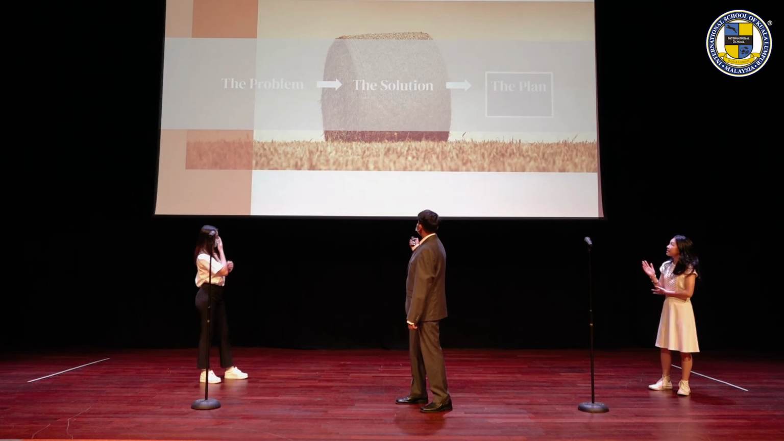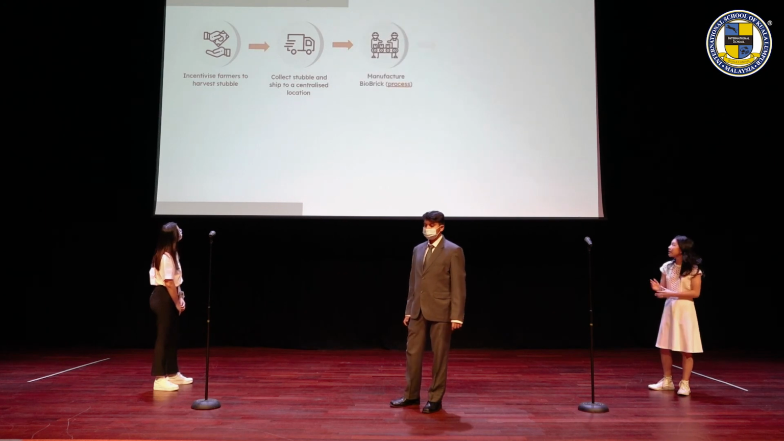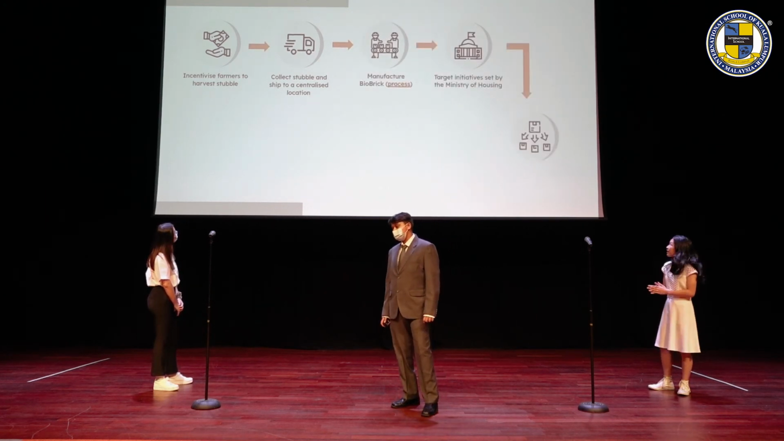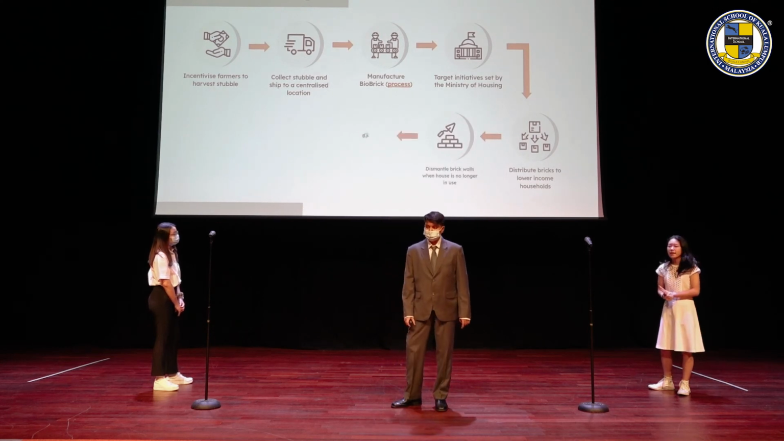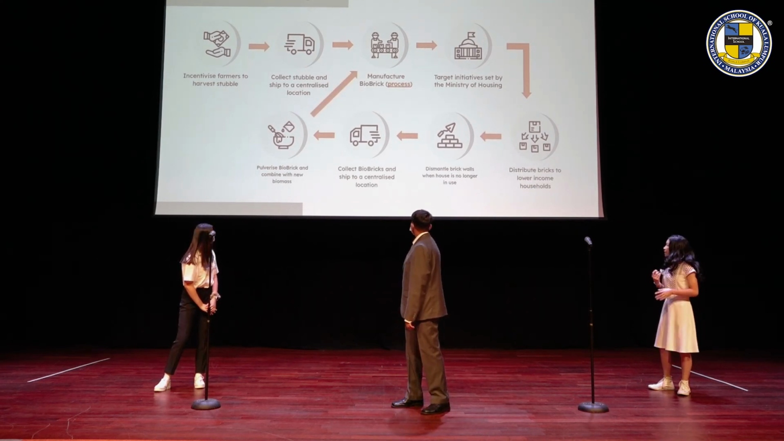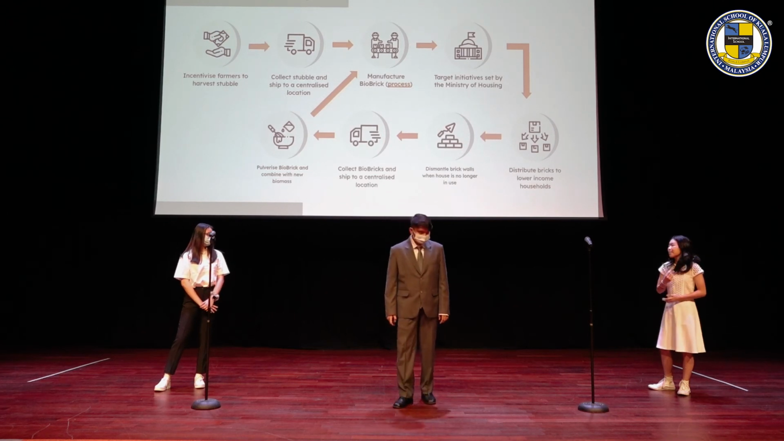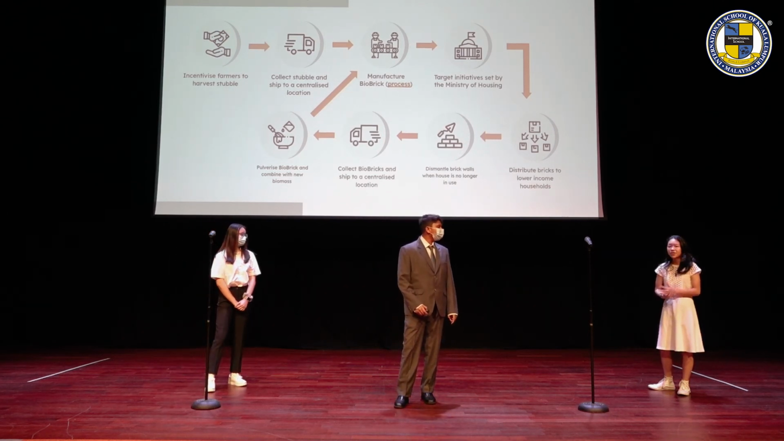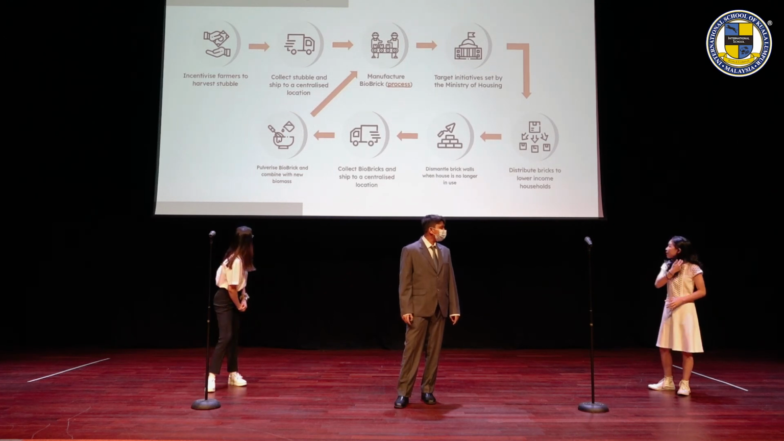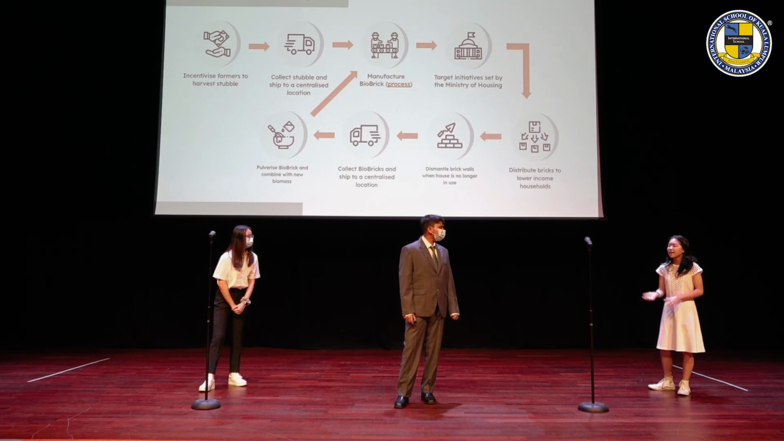So in our circular system, it starts when we incentivize the farmers with money to harvest their stubble, and then we collect their stubble to manufacture it, and then we target initiatives set by the Ministry of Housing and Internal Affairs of India to combat homelessness, and then we distribute the bricks to our target demographic. As per Cambridge's study about biobricks, bricks that are made out of stubble tend to last about 100 years. And so from there, we can dismantle the brick walls after its use, and then we can pulverize it, and then we'll recollect it, and then mix it in with some new biomass, and then remanufacture it.